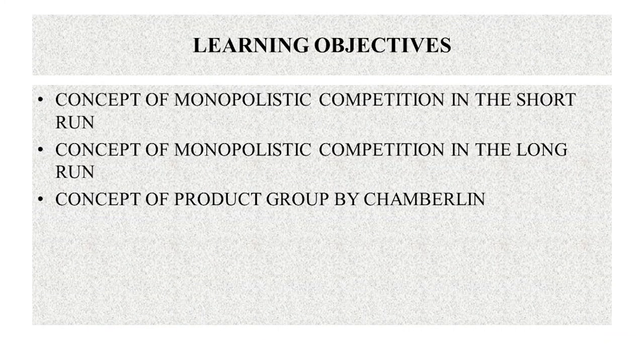In the previous session, we learnt about monopolistic competition and oligopoly, which are the popular methods of market structure. In this session, we will learn the concept of monopolistic competition, price and output decision equilibrium. The topics we will cover in this session are concept of monopolistic competition in the short run, concept of monopolistic competition in the long run, and concept of product group by Chamberlain.